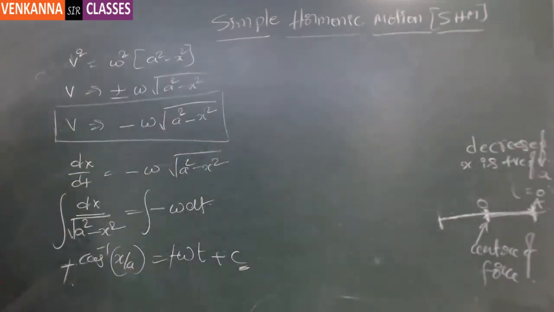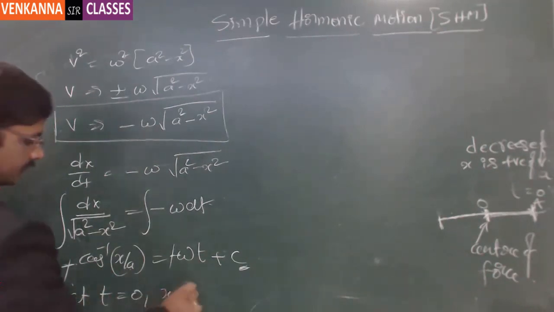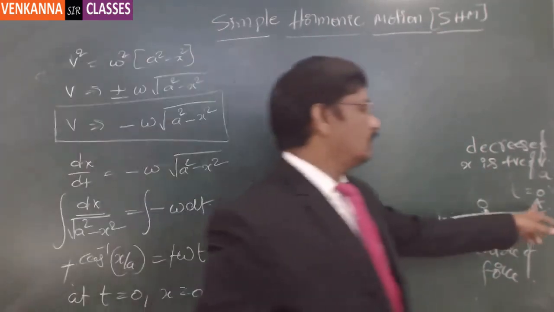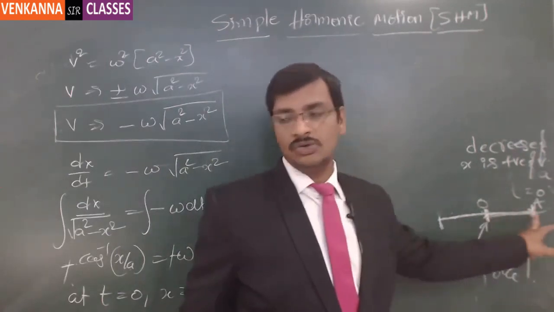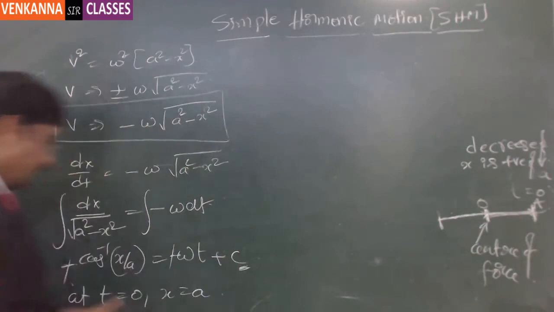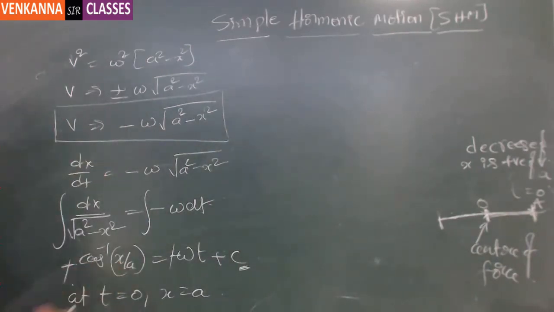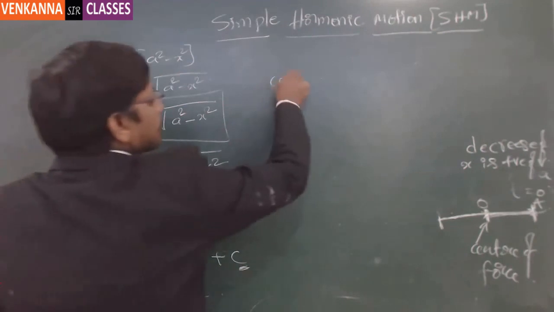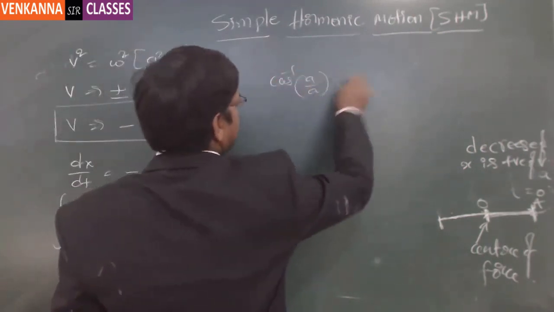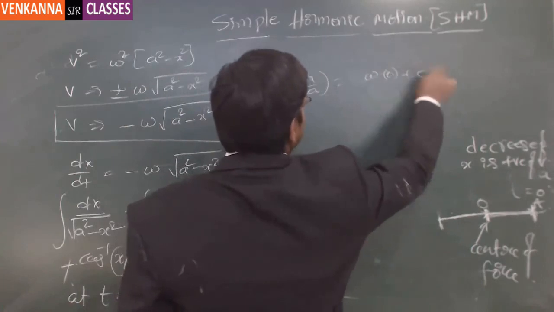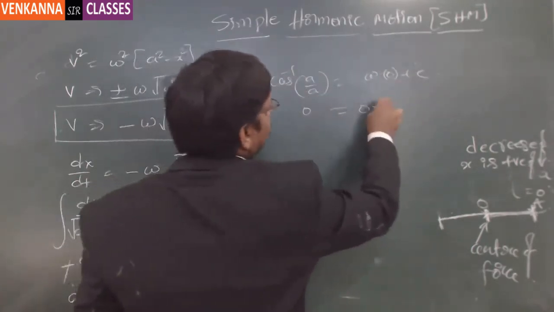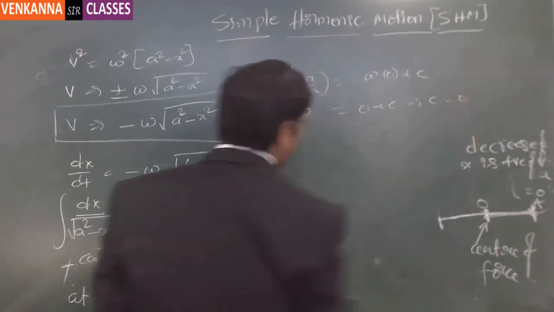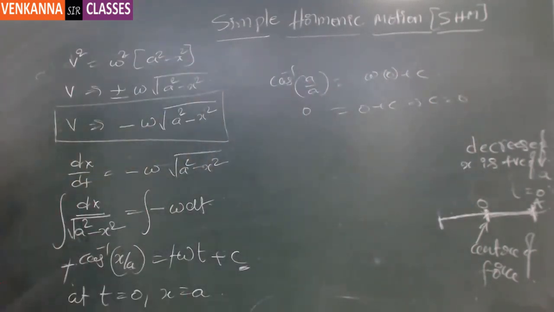So if you substitute the initial condition, that is at t equal to 0, x equal to a. So that is the initial condition. At t equal to 0 is this location, and that is at x equal to a. Then if you substitute here, a by a is 1, so cos inverse of 1 is 0, and 0 is equal to 0 plus c. Cos inverse of a by a is equal to omega times 0 plus c. So 0 equal to 0 plus c implies c equal to 0. So the arbitrary constant value is coming out to be 0.